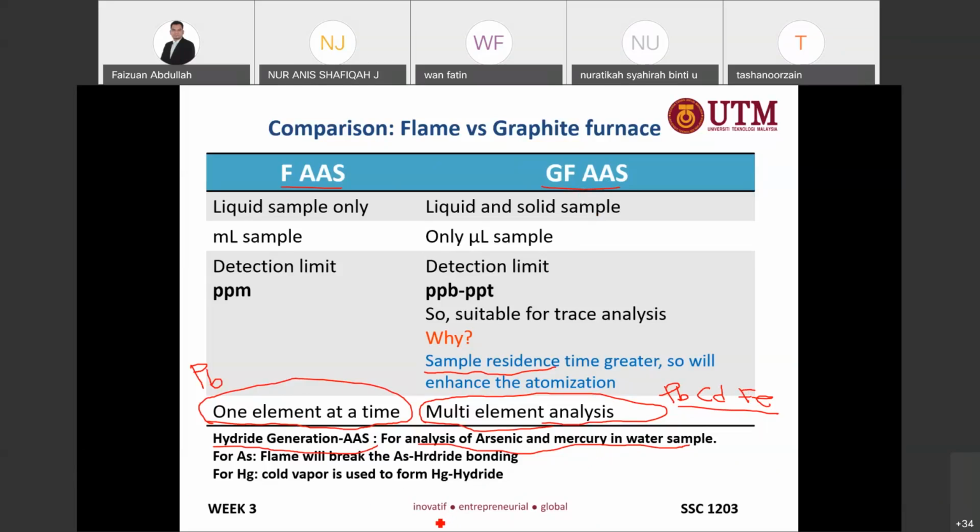Mercury easily evaporates. Yes, correct. Because mercury is very easy to evaporate even at low temperature. At 40 degrees, it already vaporizes. So we need a technique that does not use high temperature for mercury. So there is hydride generation, especially for mercury and also arsenic, because arsenic is also an element that easily vaporizes at low temperature.